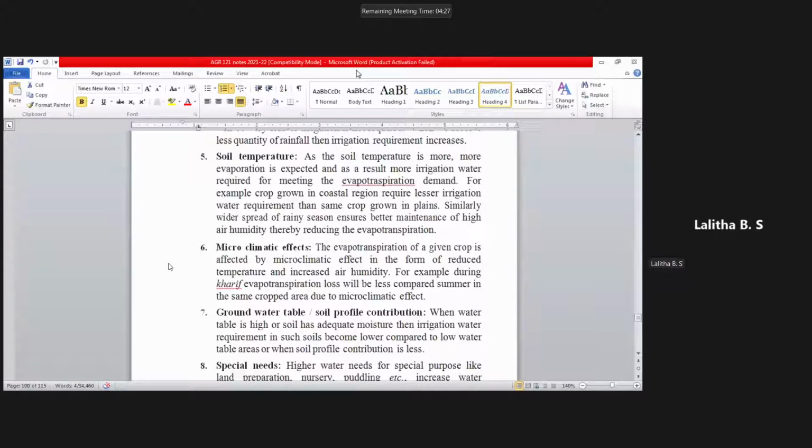So let's move on. Microclimate is a small... It is in a small area, ma'am. Very good, very good. It is restricted to a small area. Yes, it's correct. You are correct.